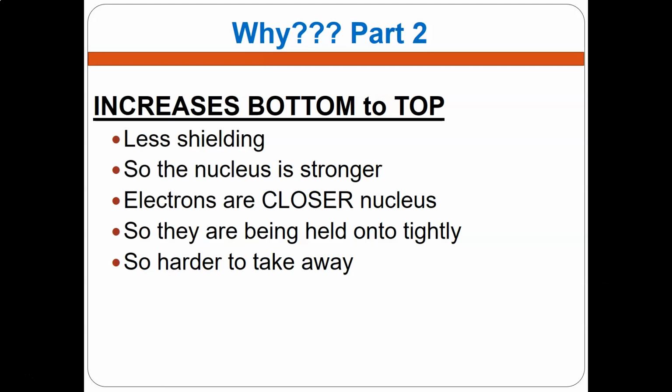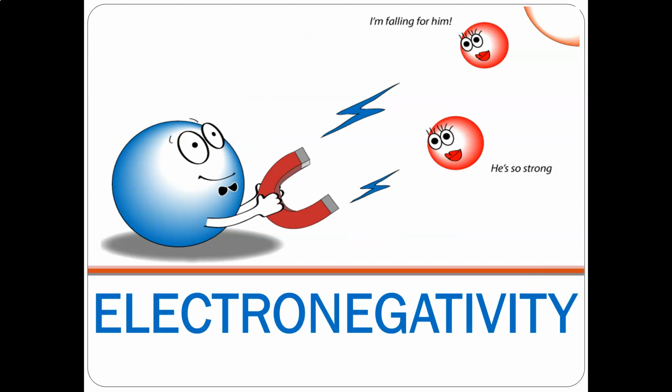The next trend is going to be something called electronegativity. So if ionization energy was measuring us taking an electron away from an atom, electronegativity is measuring how hard that atom is pulling on somebody else's electrons. If it's in a bond, how hard is it pulling? Is it trying to attract the electrons or not?